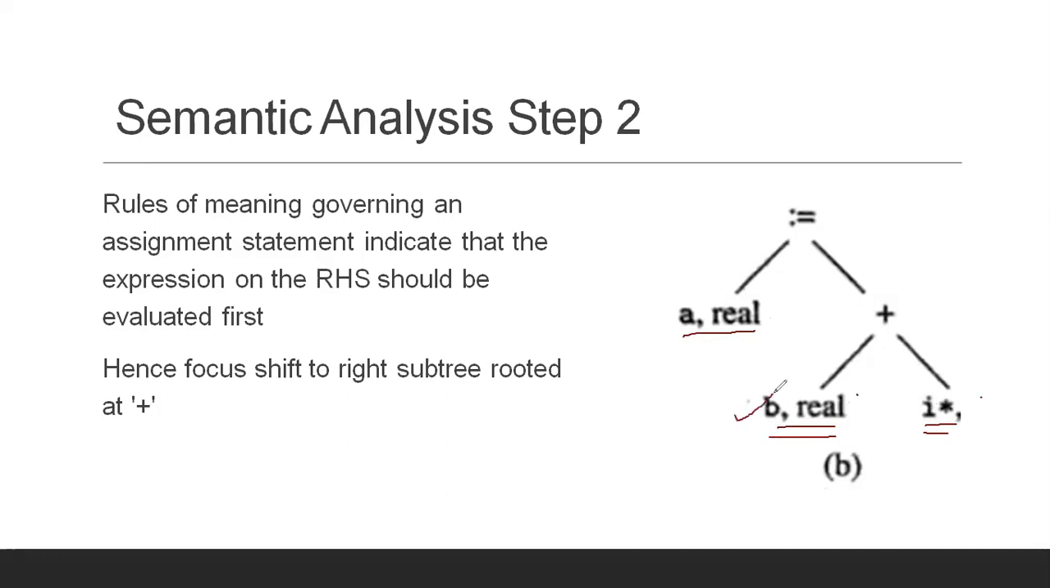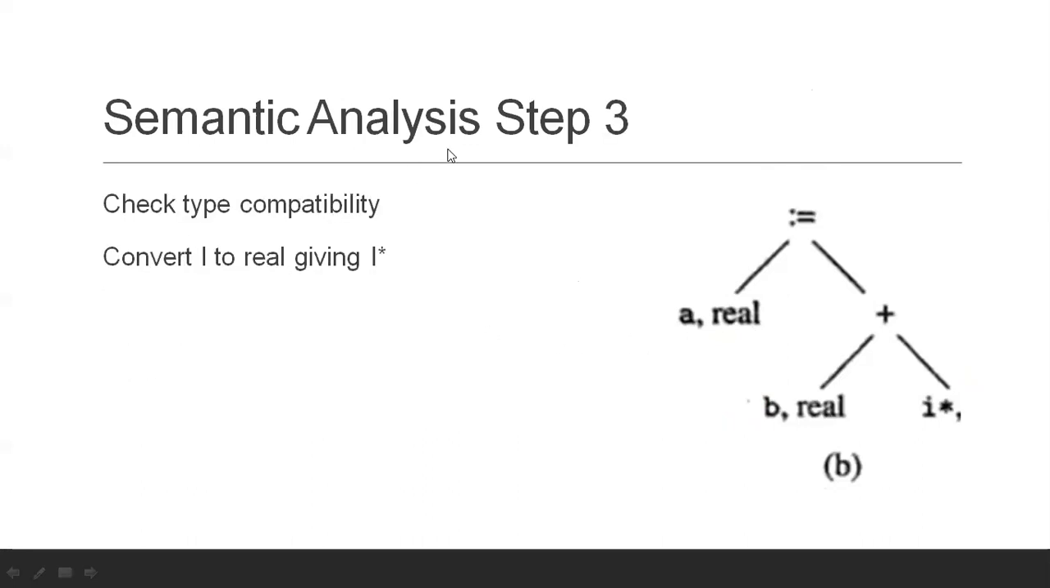So now B is real, okay. I star is real, okay. Now addition can be performed. So this is nothing but taking both operands in the same data type. Semantic analysis step 3 is check type compatibility. Here I is converted to I star. Now this is I and this is I star. Now semantic analysis in step 3 is checking the type compatibility. I star and B are now real. Now addition can be performed.